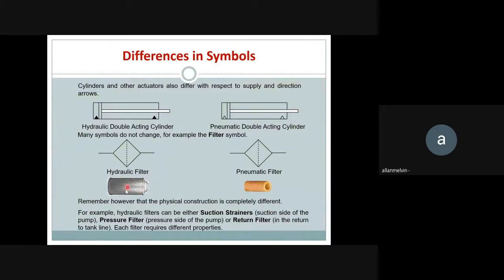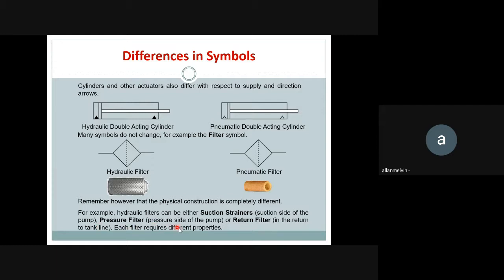Okay, so you can see here some. This is the filter for compressed air, and this is for hydraulic. For example, hydraulic filters can be suction strainers on the suction side of the pump. Okay, so you can have a strainer, a pressure filter on the pressure side of the pump, or a return filter in the return tank line. So all these are where you want to put your filter.